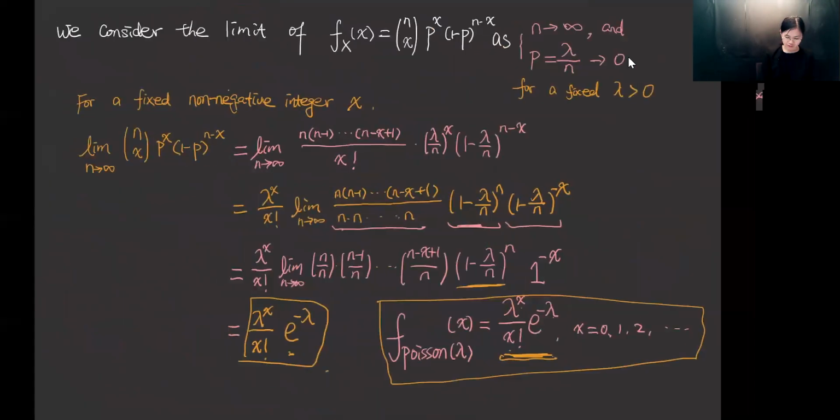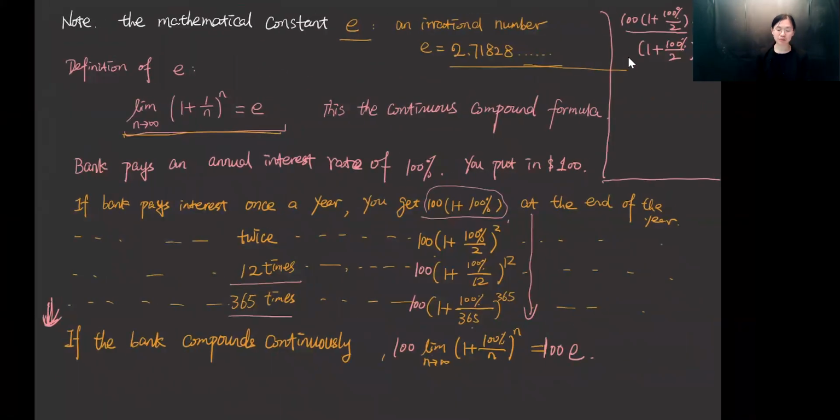So when we come back here, you see that we just proved the limit of this term is e to the power minus lambda. So that shows that the limit of the binomial distribution is the Poisson distribution as n goes to infinity and p equals lambda over n. And this lambda here is called the Poisson arrival rate.